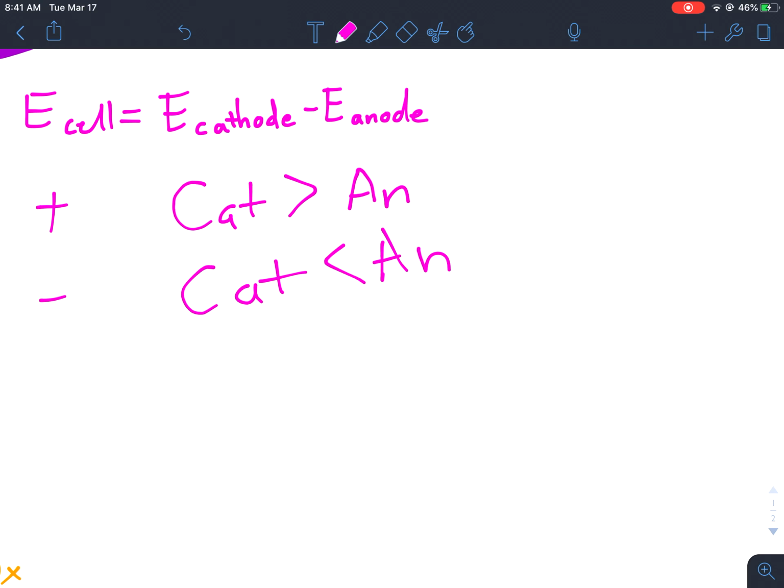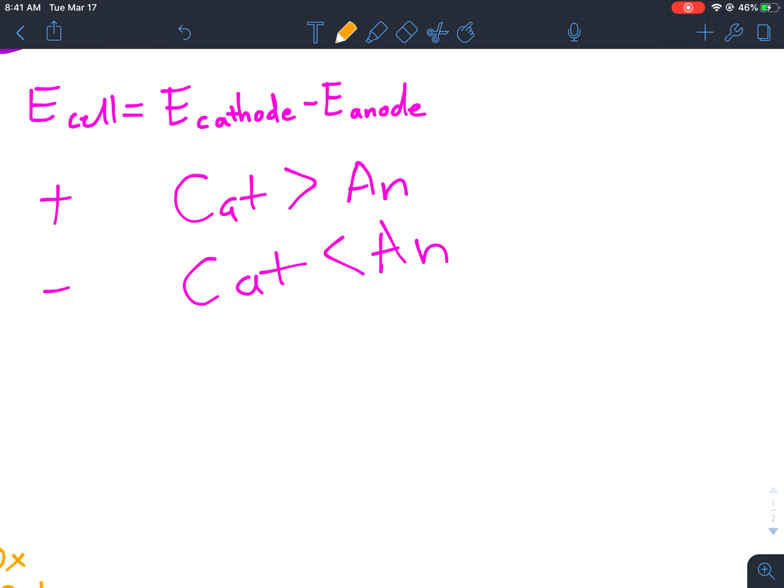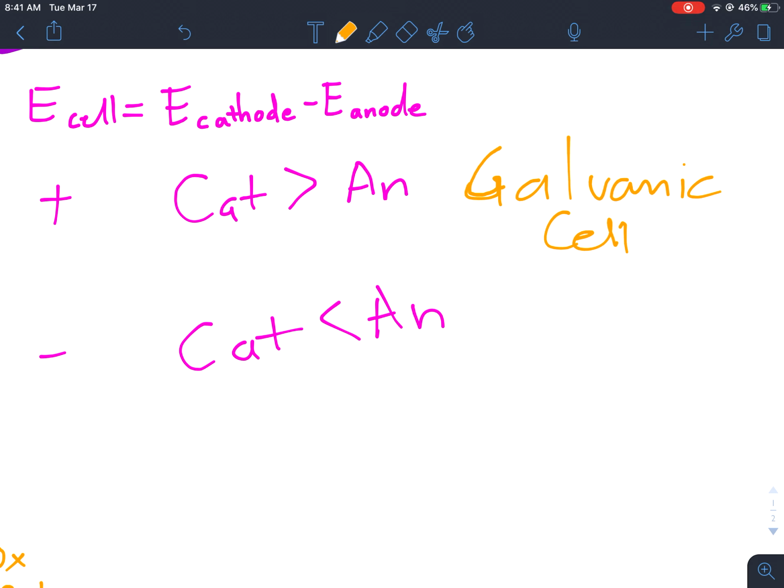Now let me tell you about the cathode being greater than your anode. The cathode being greater than your anode, this is known as a galvanic cell. And if your cathode is less than your anode, you have an electrolytic cell. Electrolysis.